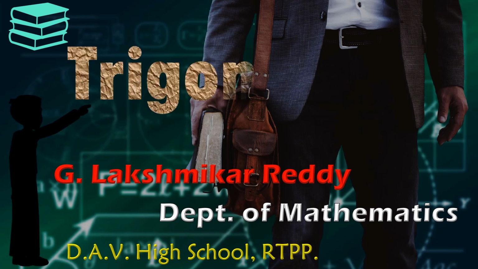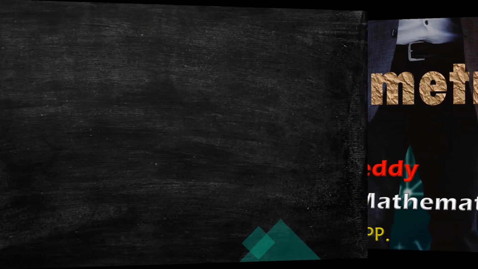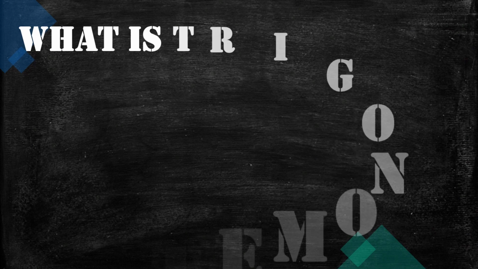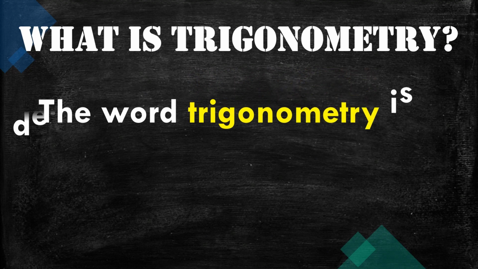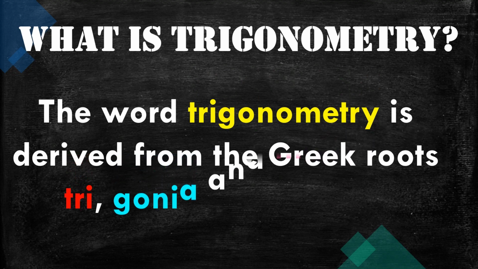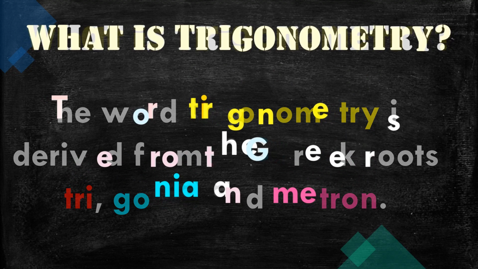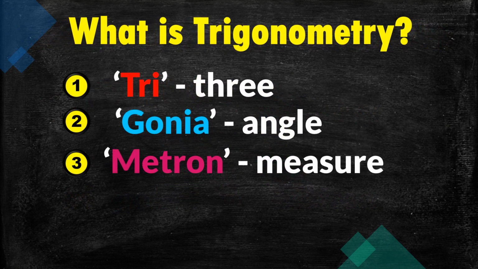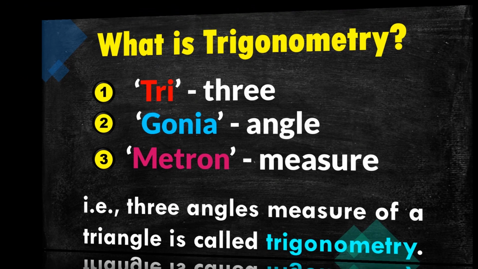Today I would like to discuss trigonometry, section 1. At first, let us come to know about trigonometry. What is trigonometry? The word trigonometry is derived from the Greek roots tri, gonia and metron. Tri means 3, gonia means angles, metron means measurements, that is, the 3 angles measure of a triangle is called trigonometry.